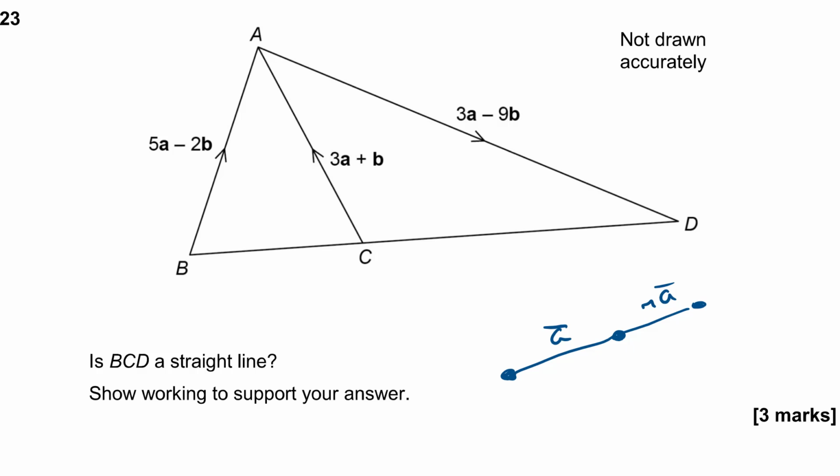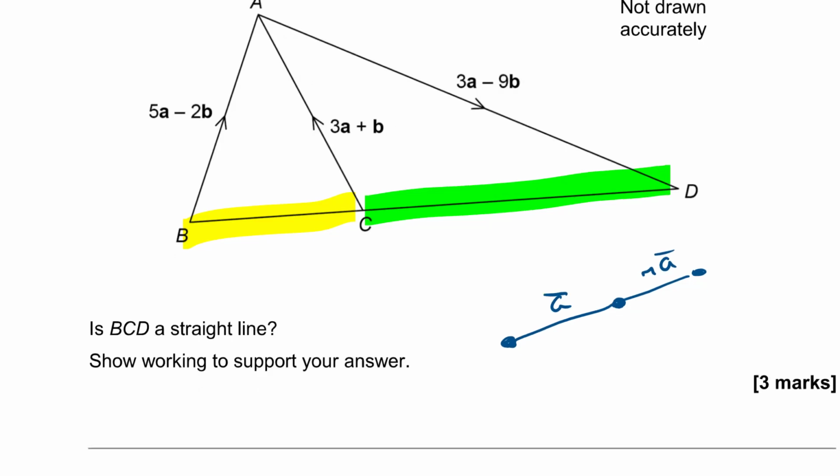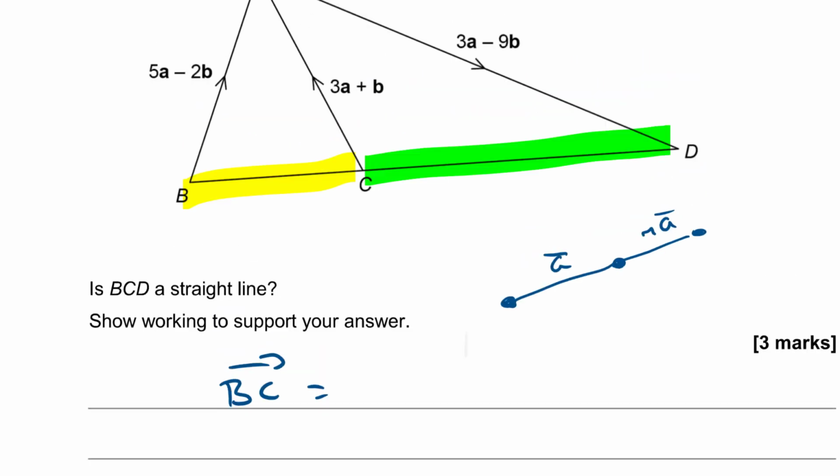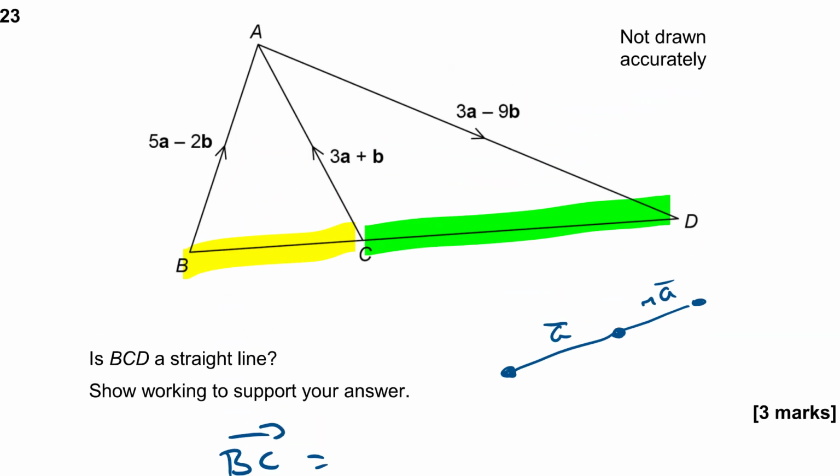So what we need to do is to find this vector, and we need to find this vector, and we need to show that one is a multiple of the other. Okay, let's see if we can do that then. So vector B to C, what's that then? Well, we can get from B to C by going up here and down here. We've got to travel along routes that we know. We don't know anything about the direct route, but we know those two, so we can use it to work it out.